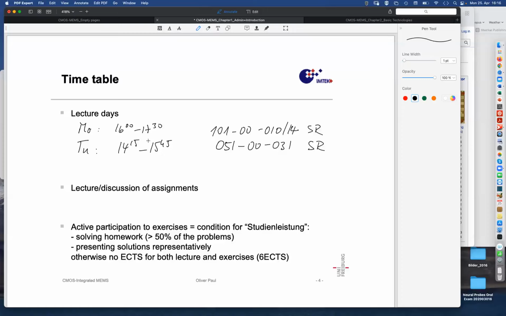Ilias has this opportunity to upload sheets, and then I can scan through them, see who did what, and decide who might present an interesting solution. The condition for obtaining the ECTS grade of this entire course, the 6 ECTS, is that you participate sufficiently in the exercise, and that means that you work on at least 50% of the problems that I give you. It doesn't mean that you solve them perfectly, but I need to see your effort, the mental effort, and having dealt with the thing.